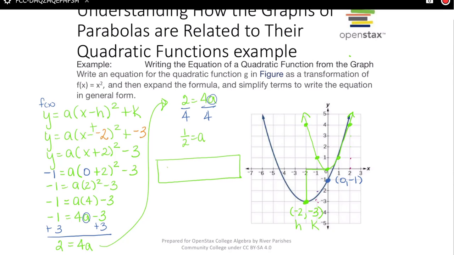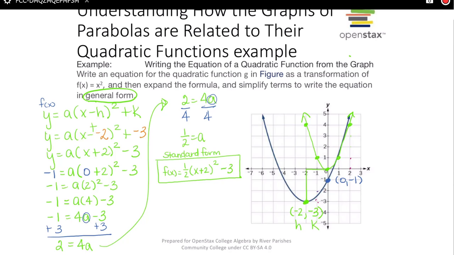So now I can write my equation. y equals, or f of x equals a, which is 1/2, times (x minus h), and h was negative 2, so x minus negative 2 becomes x plus 2, squared, plus k, which is negative 3. And there we go, there's our equation. Now, they want us to put it in general form. This is standard form.